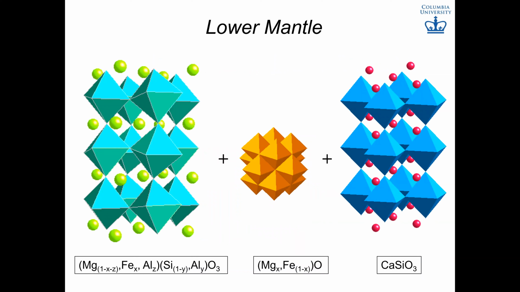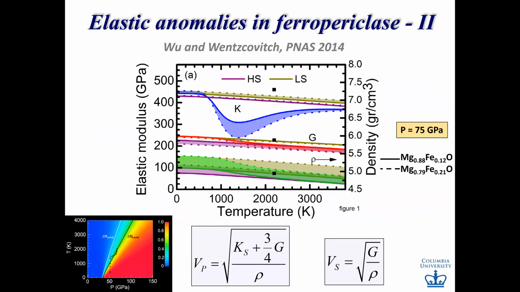So this is the lower mantle. It's Bridgmanite with ferrous and ferric iron in the A site, aluminum in the B site, ferropericlase with up to 20% iron, and calcium perovskite, a highly anharmonic phase, which doesn't play much role in understanding the effect of spin transition in the lower mantle.